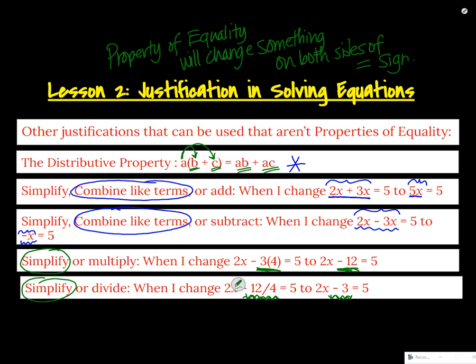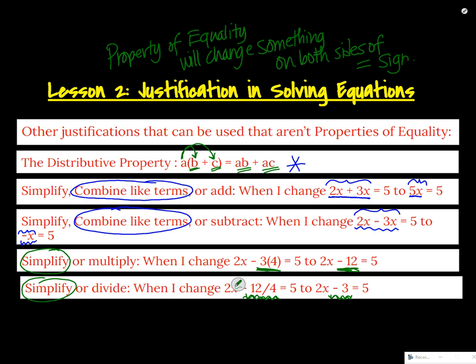Okay? So how are you going to know when to use property of equality? How are you going to know the difference between a property of equality and combining like terms or simplify? If something changes on both sides of the equal sign, then it's a property of equality. If you've moved something across using an inverse operation across that equal sign, it's a property of equality.